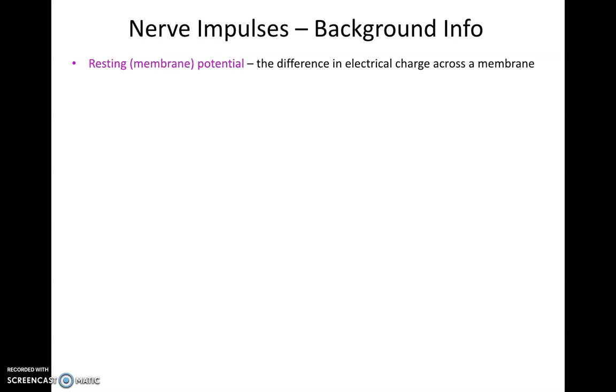Resting potential, also known as membrane potential, this is the difference in an electrical charge across a membrane. So we're talking about negative versus positive charge.